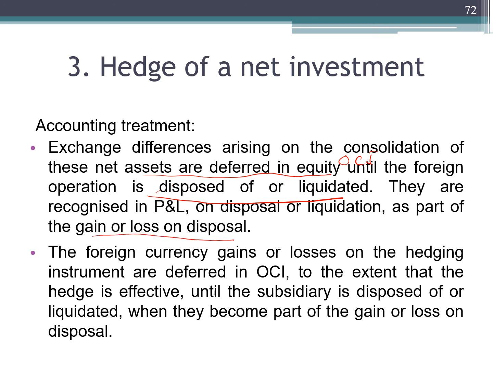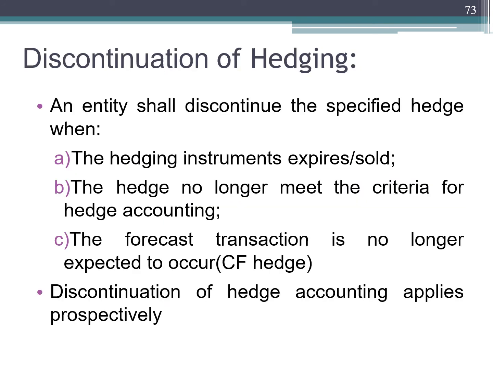This one is more on semester 4. The foreign currency gain or loss on the hedging instrument is deferred in other comprehensive income to the extent that the hedge is effective, until the subsidiary is disposed or liquidated, when they become part of the gain or loss on the disposal.